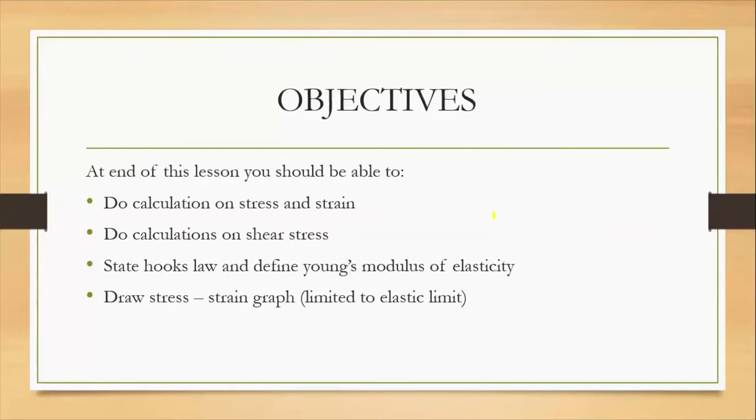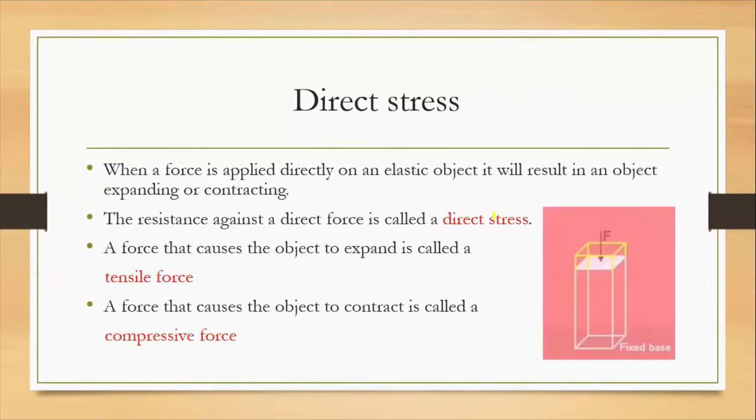All right, guys, let's go on. What is direct stress? Because our topic is about stress, strain, and Young's modulus. Guys, when a force is applied directly on an elastic object, you must understand that any object is regarded as an elastic object. Any object can be solid, but it's elastic because whenever you apply a force on an object, that results in expanding or contracting. So the resistance against this direct force is called direct stress.